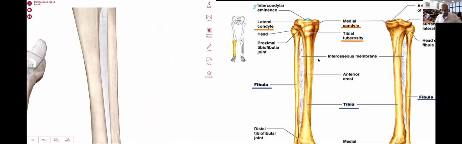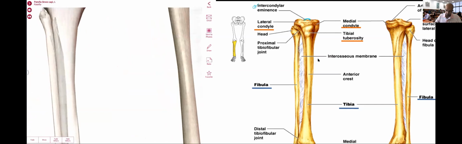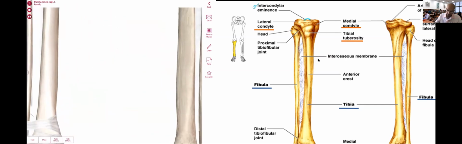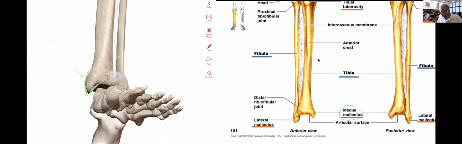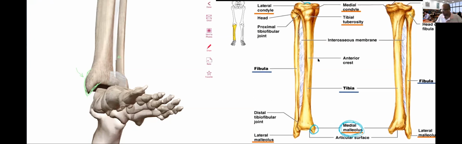Remember, the tibia is the medial bone of the leg. So if you touch the inside of your ankle right now, you will feel there is a bony eminence on the medial side. This bony eminence on the medial side of your ankle is the medial malleolus. The medial malleolus is on the medial side of the medial bone, which is the tibia. So this is what tells you which side is medial, which side is lateral.